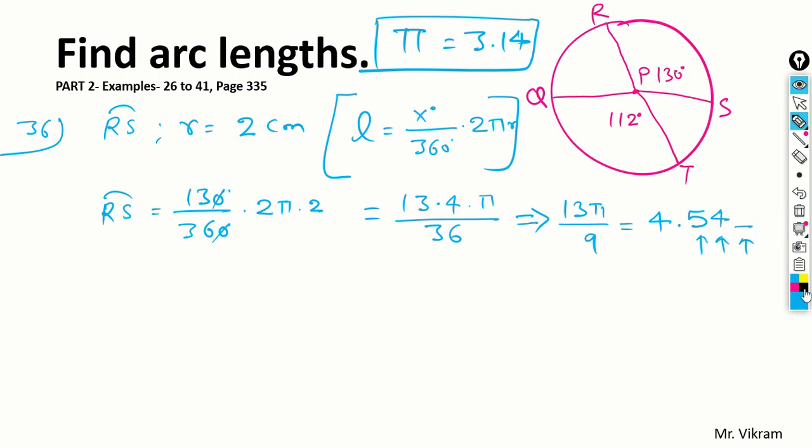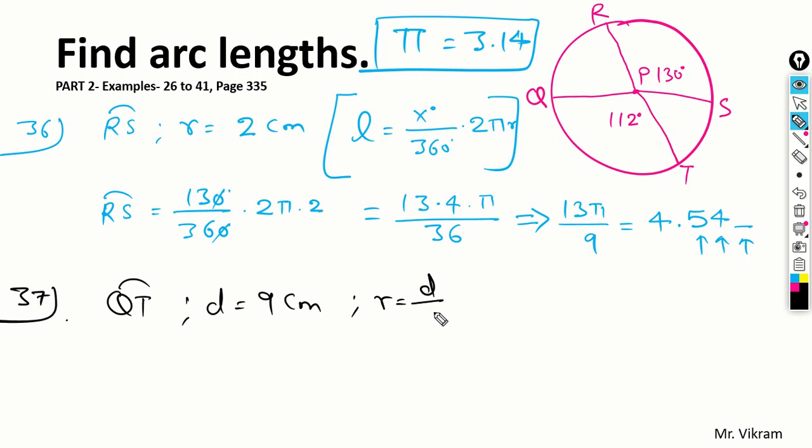Okay, next question. Question number 37. You have to find arc length QT if the diameter is 9 centimeter. If the diameter is 9, then radius is diameter divided by 2, which is 9 divided by 2 will give you 4.5 centimeter. Now you will use again arc length formula.